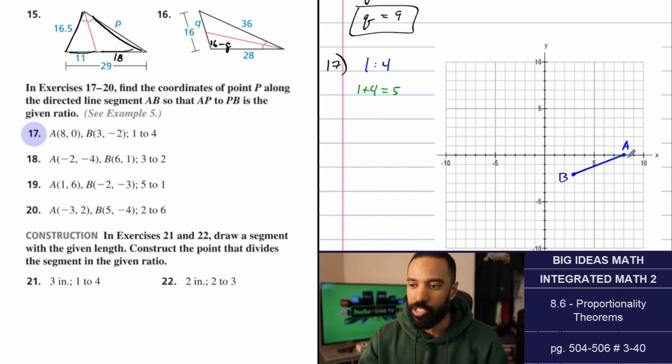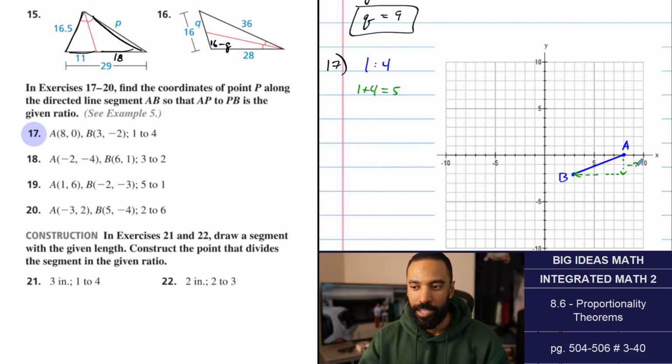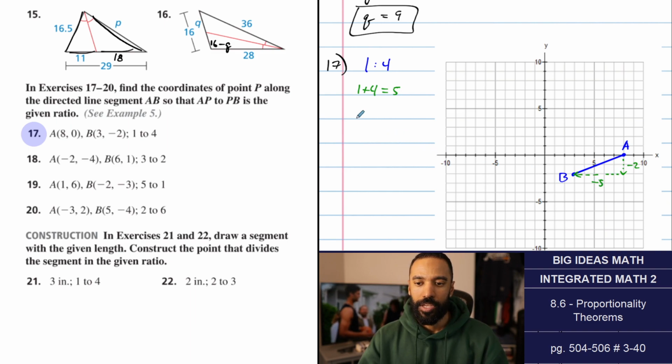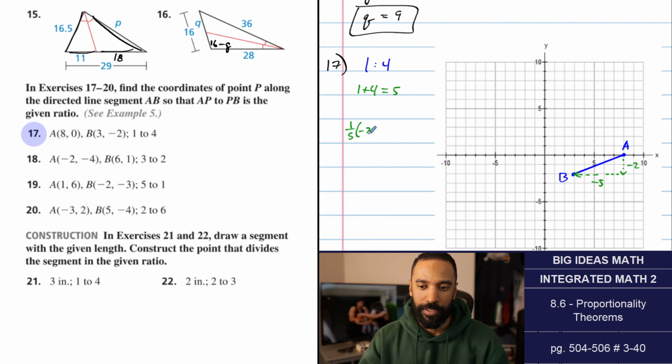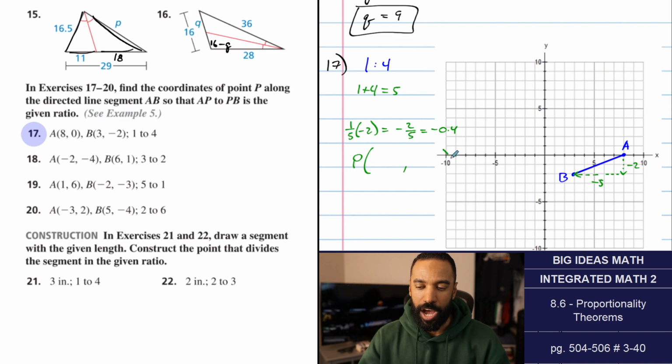So here's what we do. Let's determine what this slope is, if you will. How far down do we have to go? How far left do we have to go? And then we'll end up going 1/5 of that. So this is down 2 and left 1, 2, 3, 4, 5 over here. So let's take 1/5 of -2, which is -2/5, or -0.4. That's how far we're going to go down instead from A. A being at 8, 0 means we're going to go down 1/5 of that way. So P's points are at some x, comma, we haven't found that yet, and y is 0 minus 0.4.